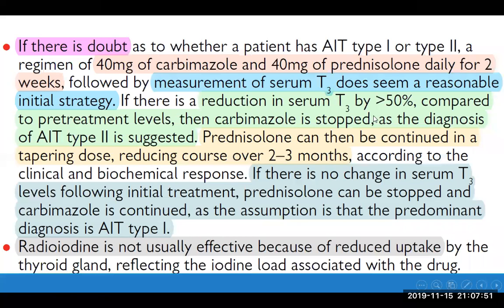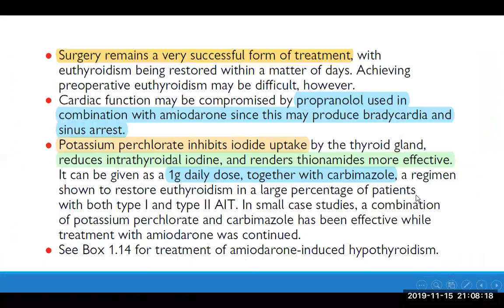If there is a reduction by about 50% compared to the pre-treatment level, then carbimazole is stopped as the diagnosis is type 2. If no normalization of T3 or reduction by more than 50%, it is type 1, stop prednisolone and continue antithyroid drug. And here radioiodine is not usually effective because of reduced uptake by the thyroid gland, reflecting the iodine load associated with the drug. Surgery remains very successful for treatment of type 1.